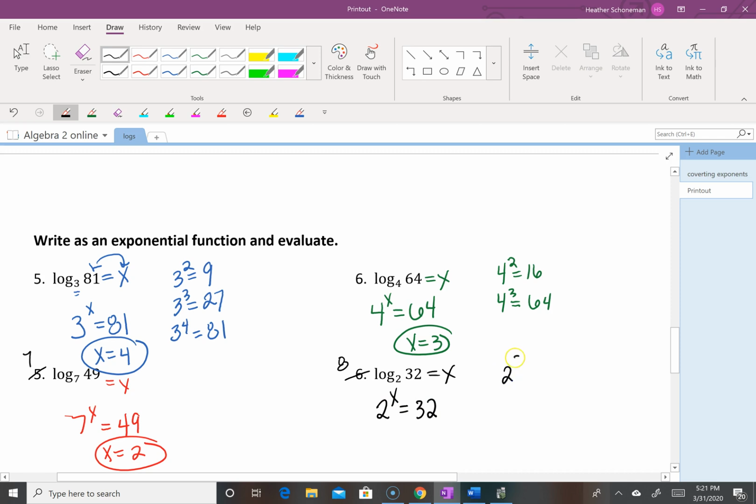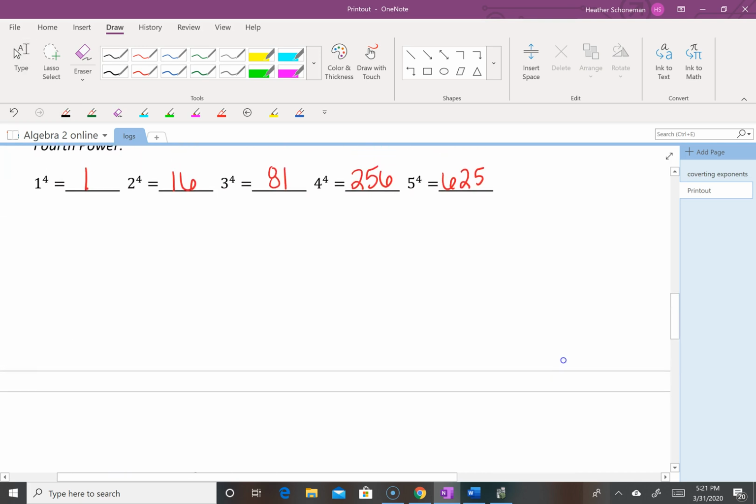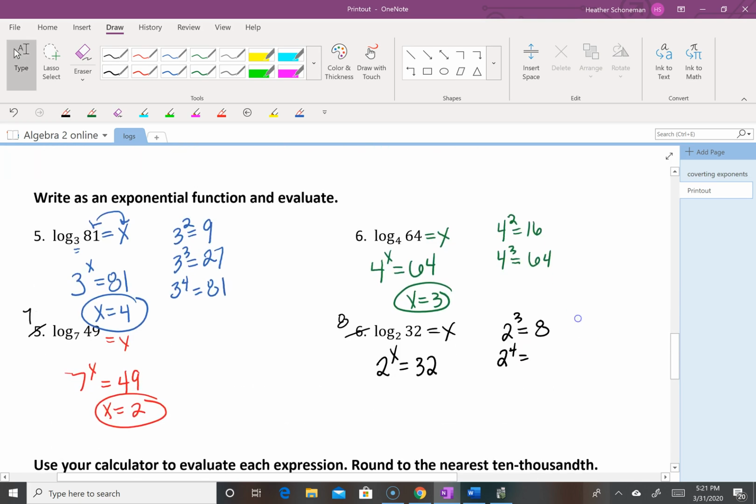So if you're thinking, okay, well, I know 2 to the third is 8. I can look at my list. 2 to the fourth is 16. That's not right, so I've got to go a little bit higher. But I don't have to think that much harder, because I know 16 times 2, multiplied by one more 2, would give me 32. So 2 to the fifth, or x equals 5, is my answer.